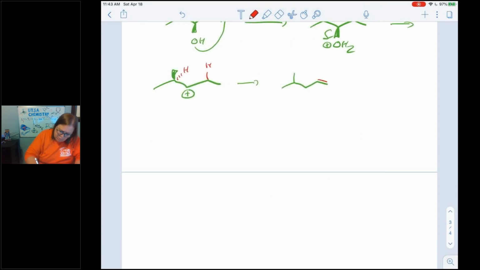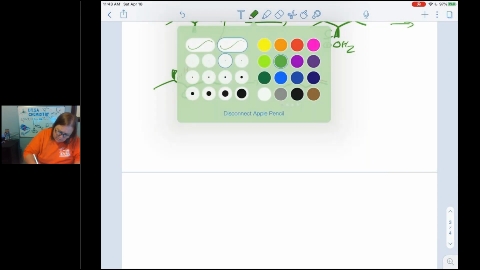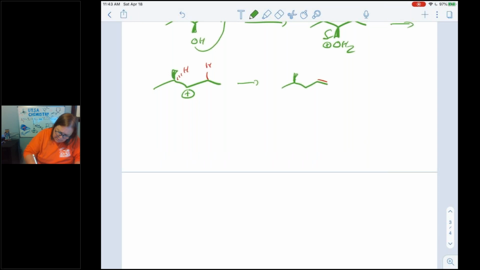But suffice it to say, I'm going to get this product. Oops, that would still be a wedge. I'm going to get that product and this product here. So that's before any rearrangement.